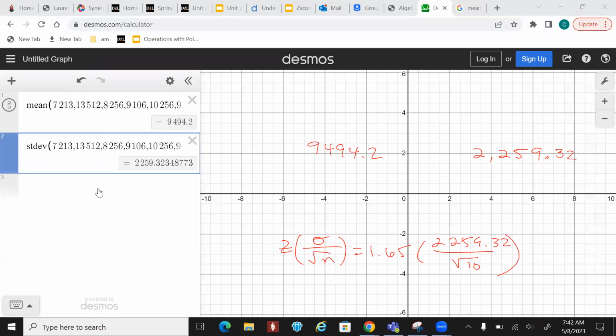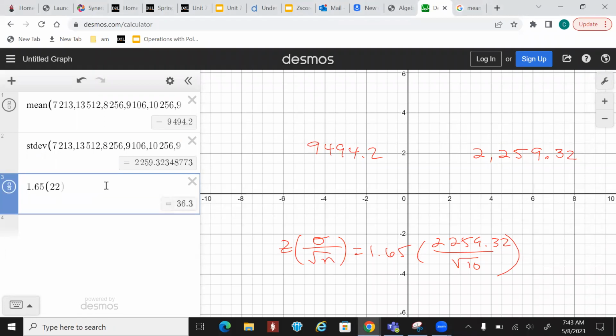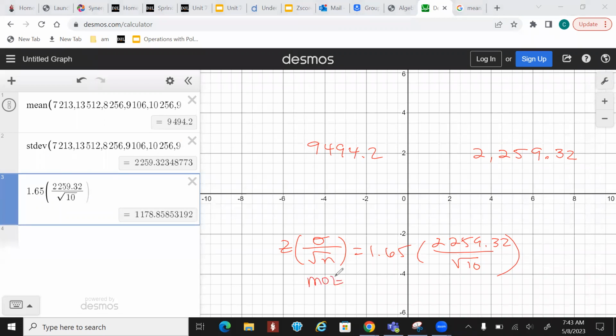Okay, so we're going to type that in. 1.65 times 2259.32. We're going to divide it by the square root of 10. So that margin of error is going to be 1,178.86.